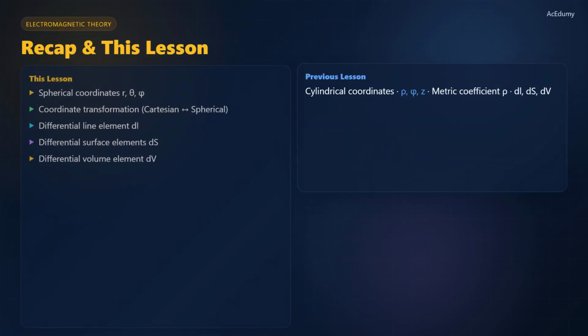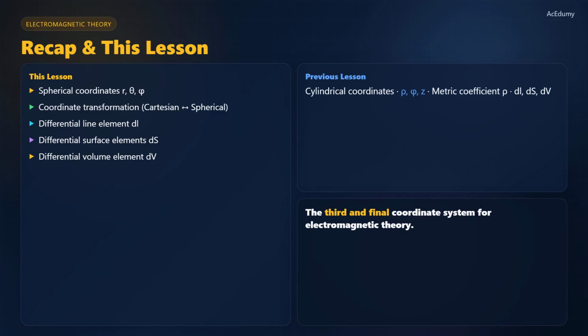In the previous lesson, we defined the cylindrical coordinate system with coordinates ρ, phi, and z, and derived the differential elements with the metric coefficient ρ. Now let's move to the third and final coordinate system, spherical coordinates. We'll define r, theta, and phi, show the transformation to Cartesian, and derive the differential elements dl, ds, and dv.